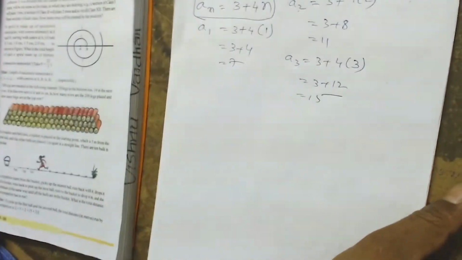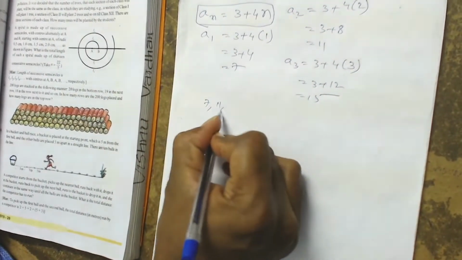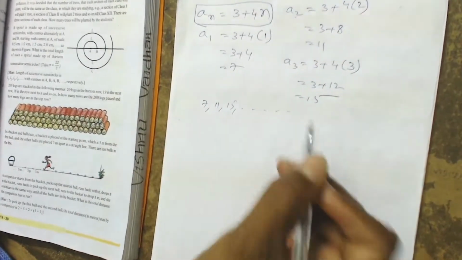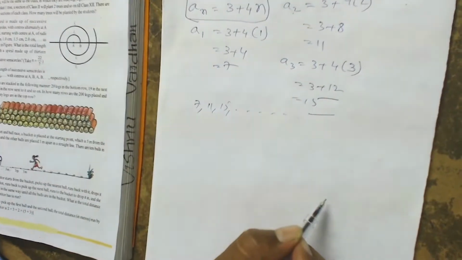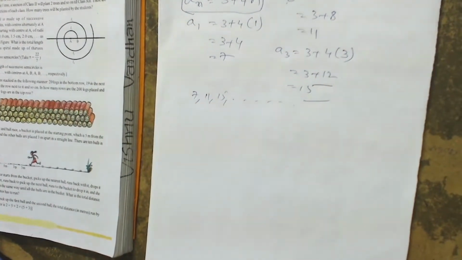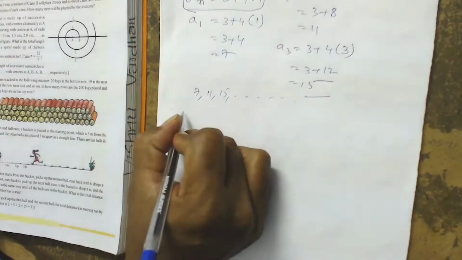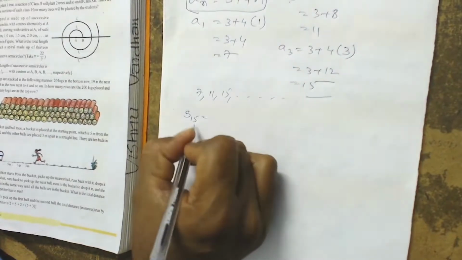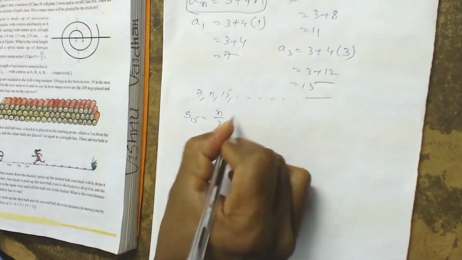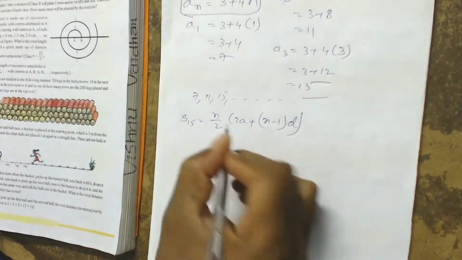If you make these a progression, it becomes 7, 11, 15, etc. So this becomes one arithmetic progression. Next, what he is asking here is to find the sum of the first 15 terms in each case. You have to find the sum of 15 terms, S15. So what is the formula for Sn? n by 2 into 2a plus (n minus 1) into d is the formula.